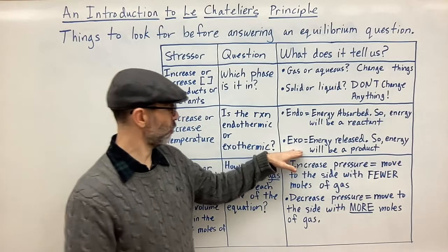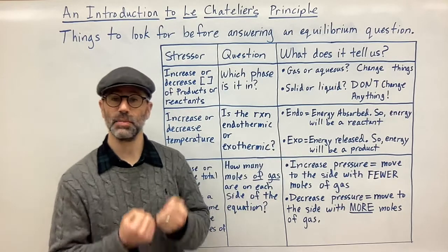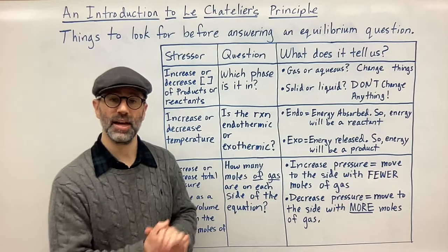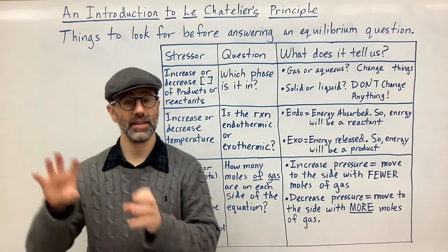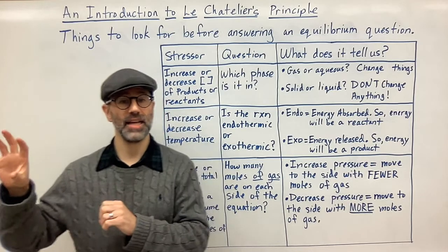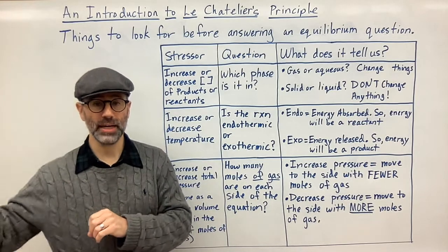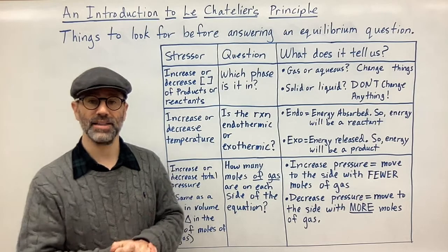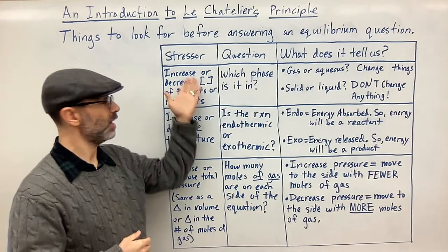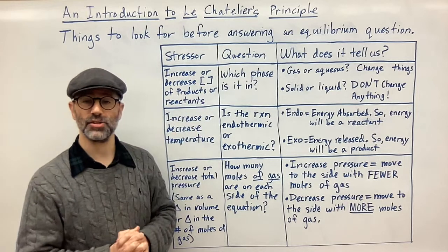Again, if it's exothermic, then that means that heat's being released, and that means that we can treat the heat as a product. And so we write the energy as a product on the right side of the equilibrium arrow. And so again, we treat that as a product, just like we would treat increase or decrease in concentration.